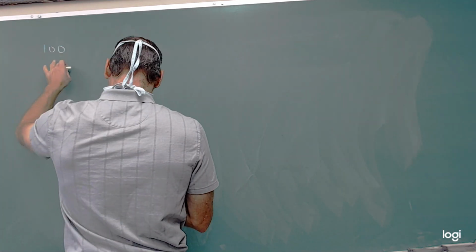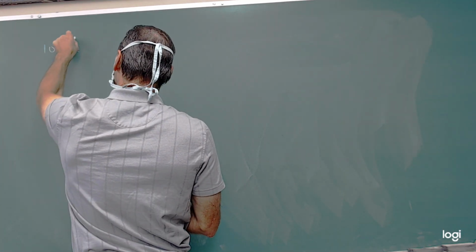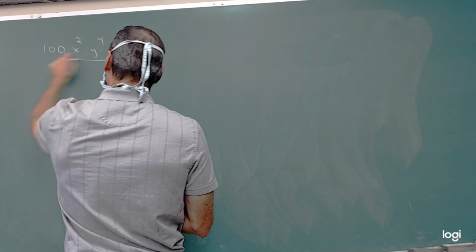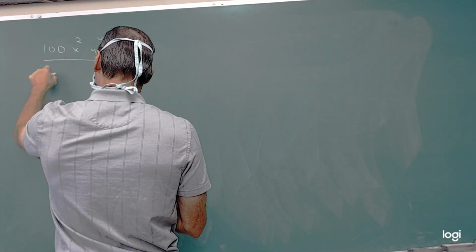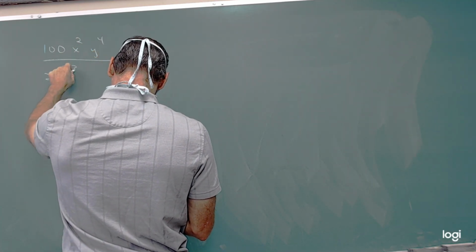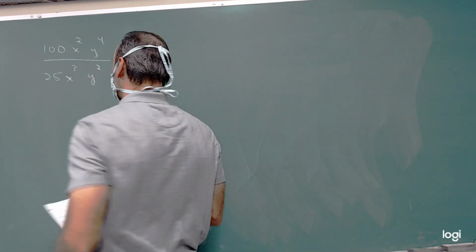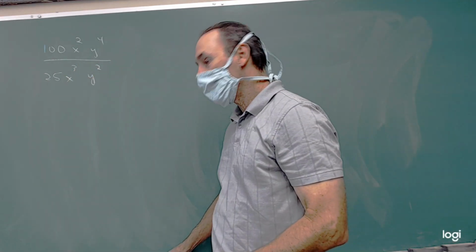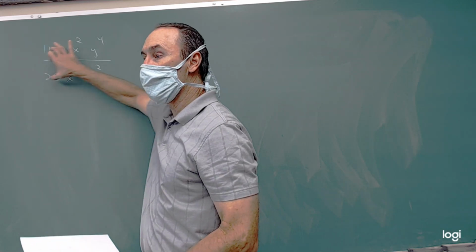So if we have 100 x to the second y to the fourth, all over 25 x to the third y to the second, a strategy might be to kind of treat this like three separate problems.